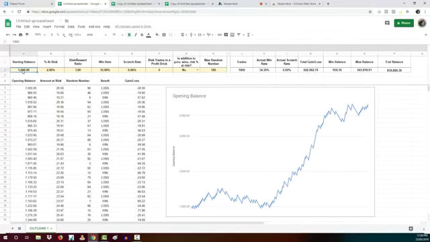Now, let's talk about what this is. This is a $1,000 account, 2% risk, 3-to-1 reward risk ratio, 35% win rate, no break-even trades, and we're looking at a random sequence of wins and losses.